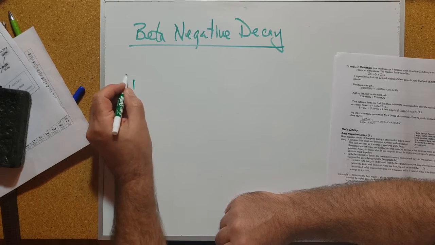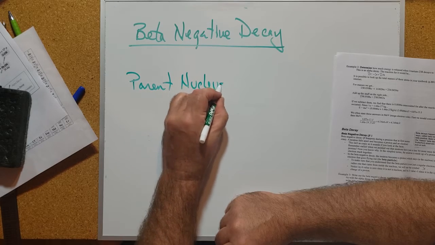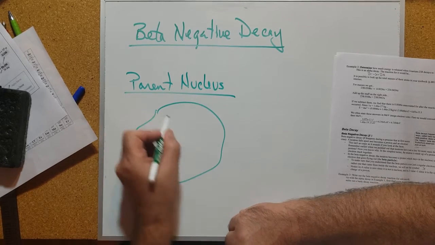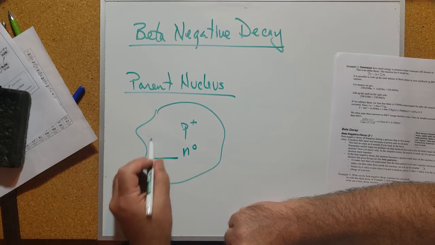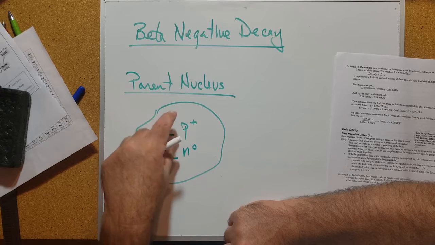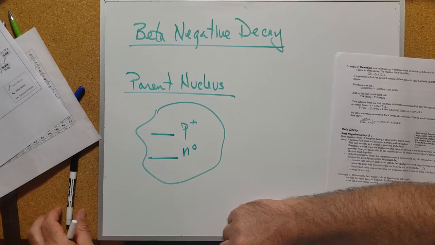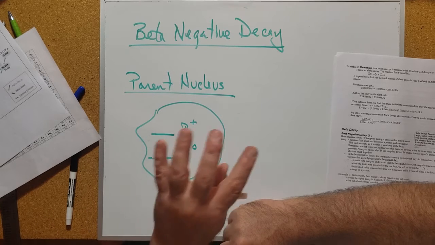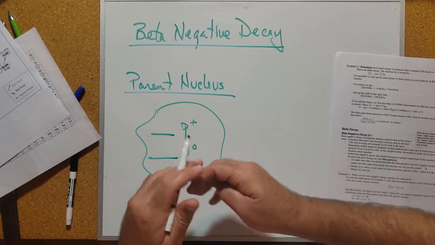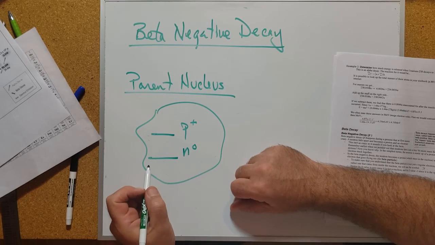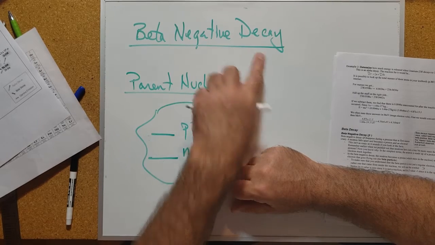All right, so in a parent nucleus, I have a certain number of protons. I'll use P plus for protons, and a certain number of neutrons. And it turns out that there's something wrong with this ratio of protons to neutrons. I'm not going to go into the details about that, but we can make this unstable nucleus a little more stable by undergoing beta negative decay.